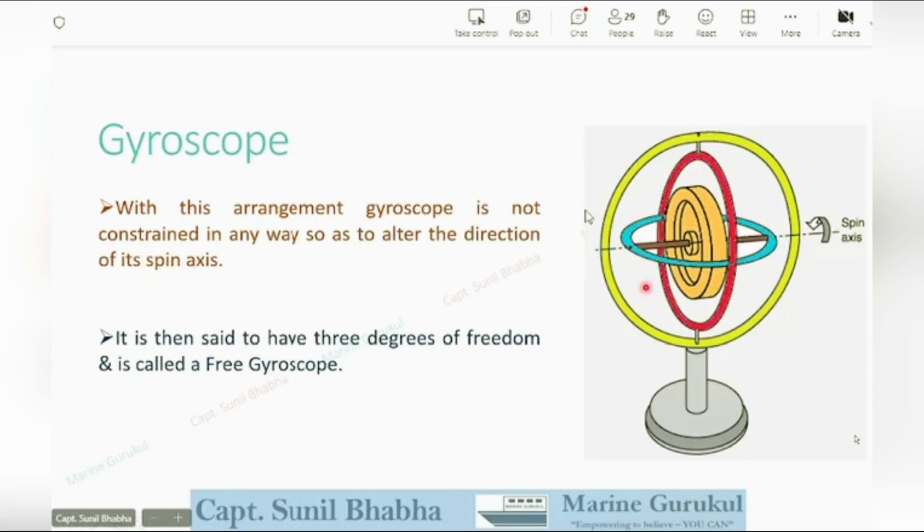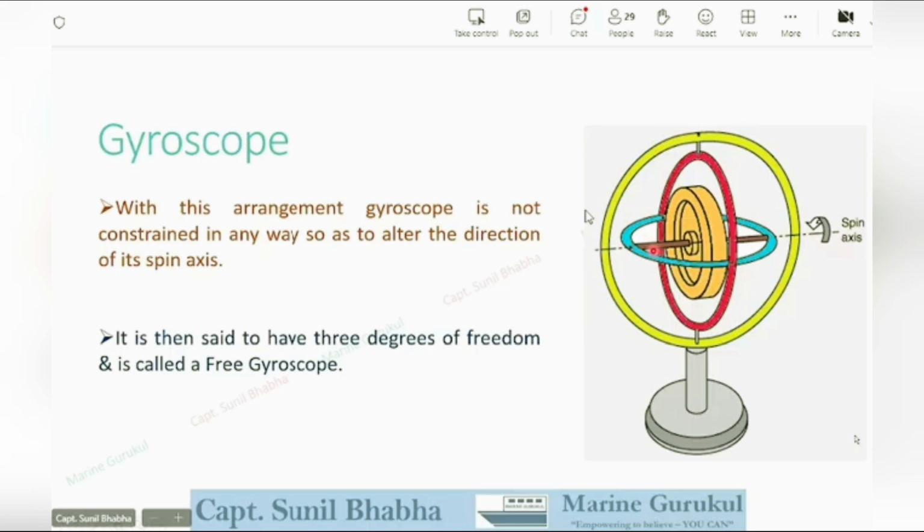This is known as tilting motion, second degree of freedom. And the third degree of freedom is that this spin axis can move in the horizontal plane, eastwards or westwards. This horizontal plane motion is called freedom to drift. Combined together, these are known as 3 degrees of freedom, and this particular arrangement is known as a free gyroscope.